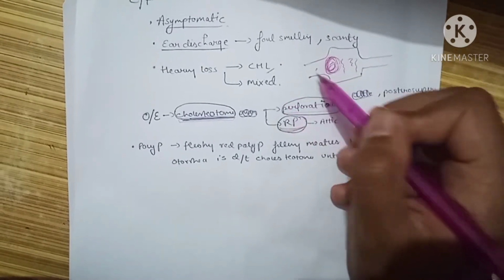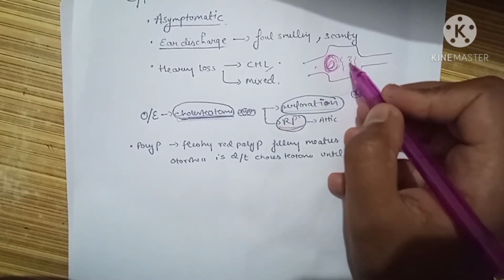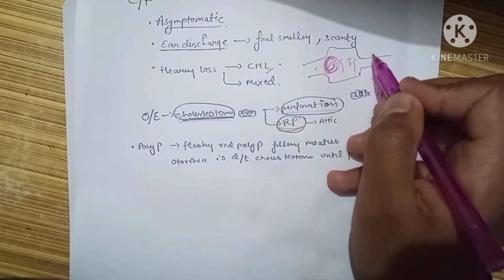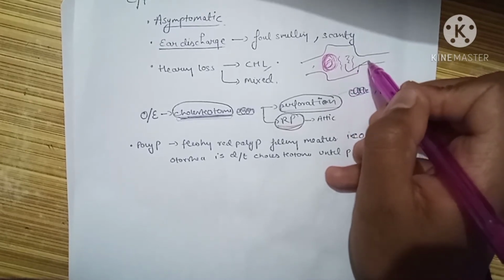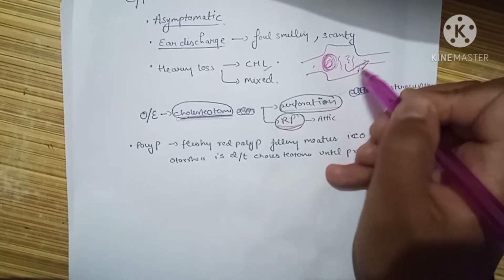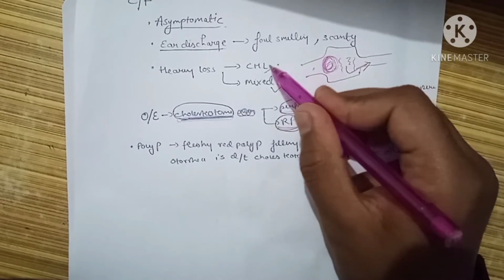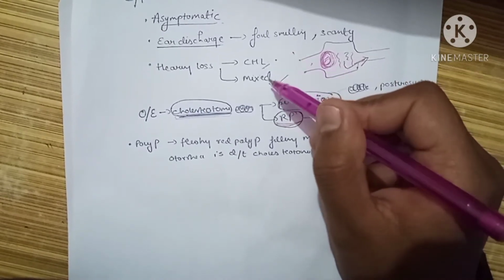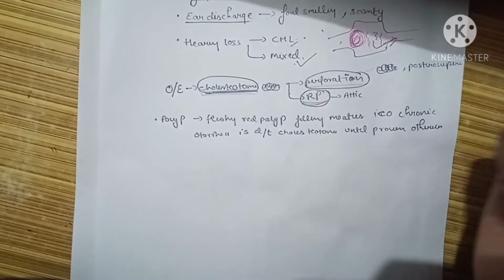The next thing is the conductive hearing loss plus sensorineural hearing loss. This is because cholesteatoma can cause damage within the inner ear that will lead to a conductive plus sensorineural hearing loss known as mixed type.